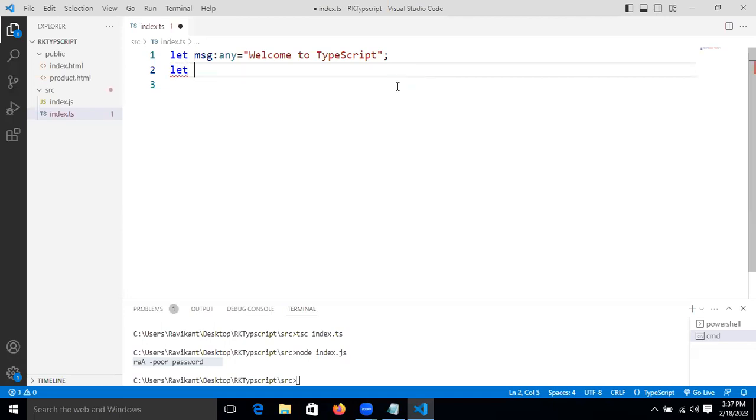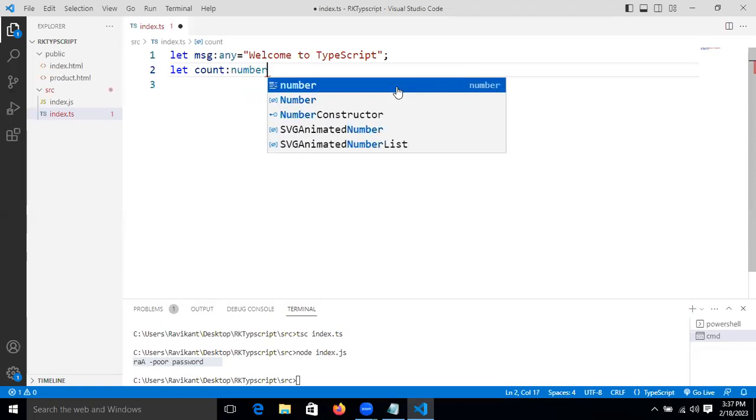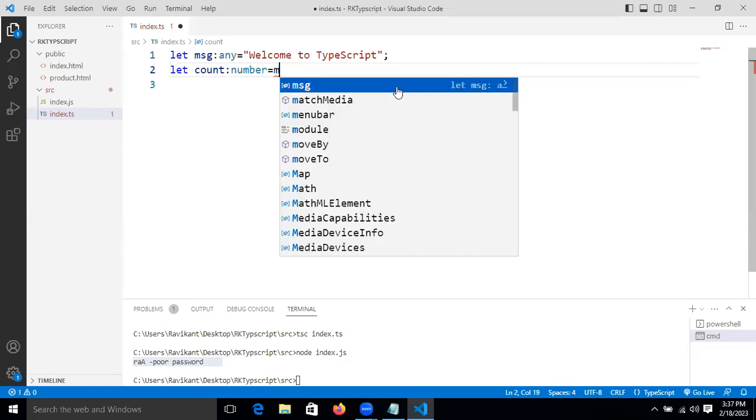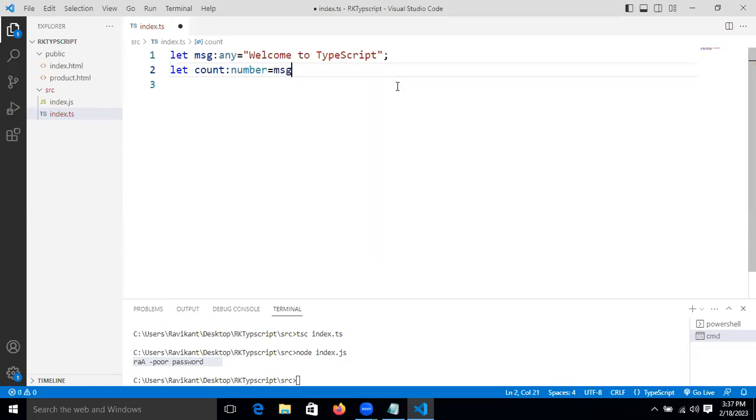We will take let count, and its type will be number. And simply, what we will do is message, then dot.